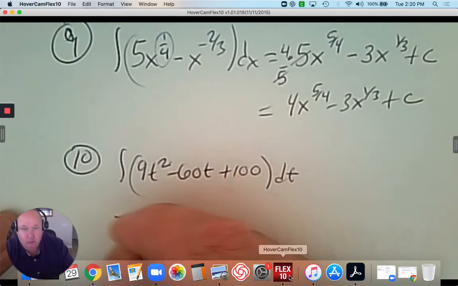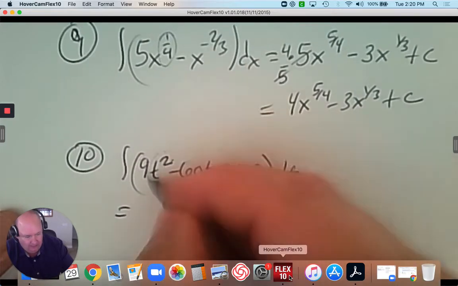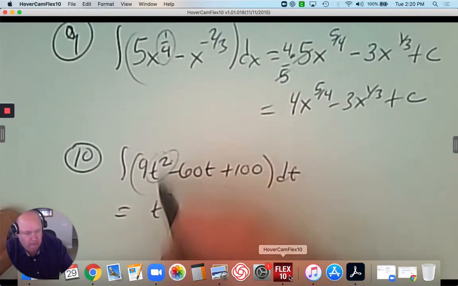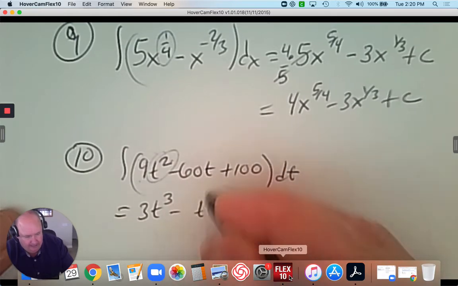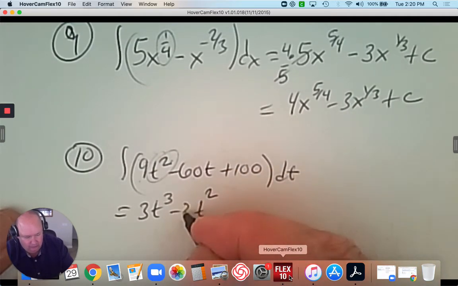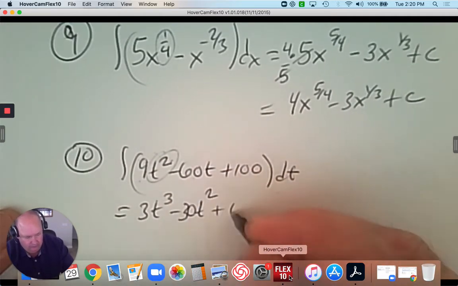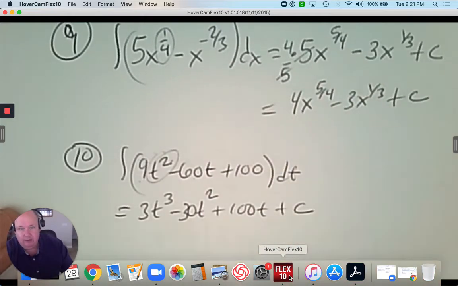And then each one at a time. So add 1. Now when you divide, you get 3. Add 1. When you divide, you get 30. And then just 100t. And then don't forget the constant.